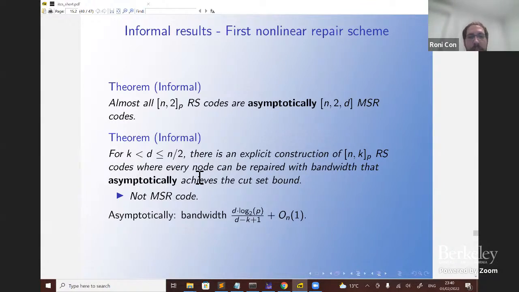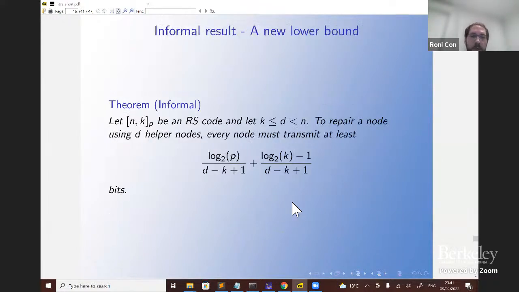And by asymptotically in both theorems, I mean that we achieve almost the cut-set bound, up to an additive factor of bits which depends on n. And we say asymptotically because in storage, we think of p, the alphabet size, as being larger than n, the number of nodes. Good. So we also provided a lower bound.